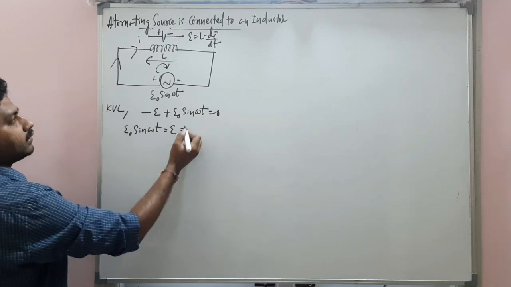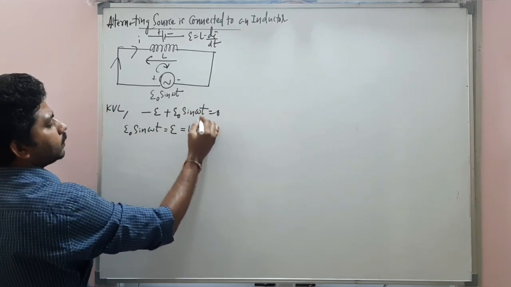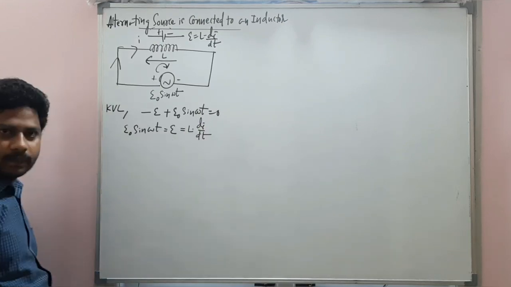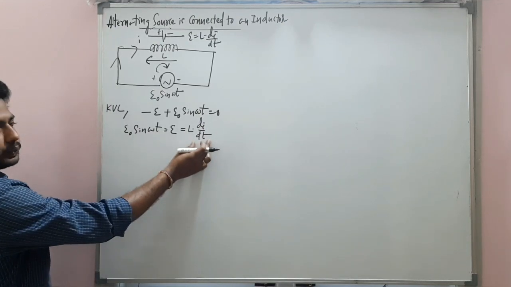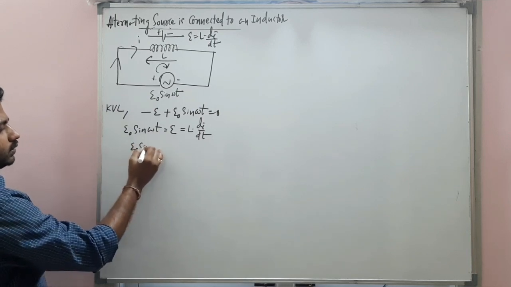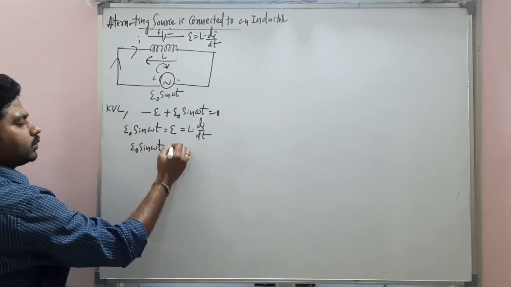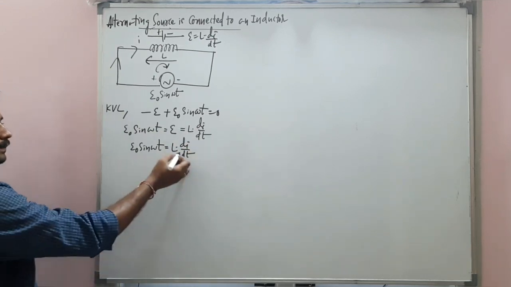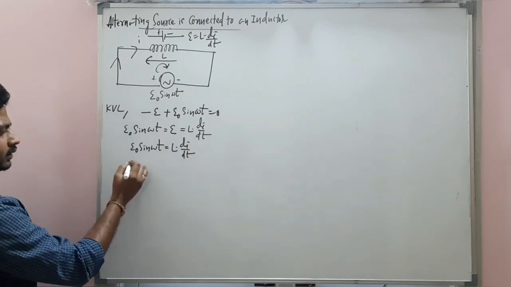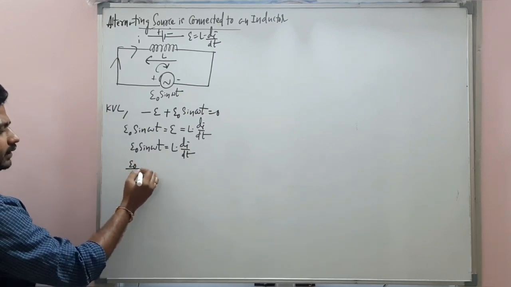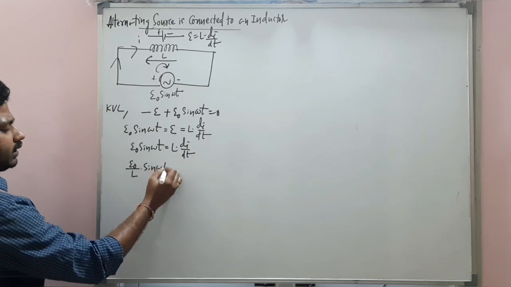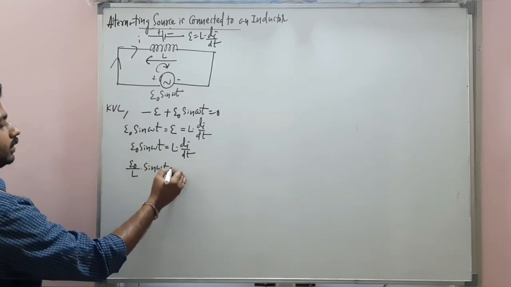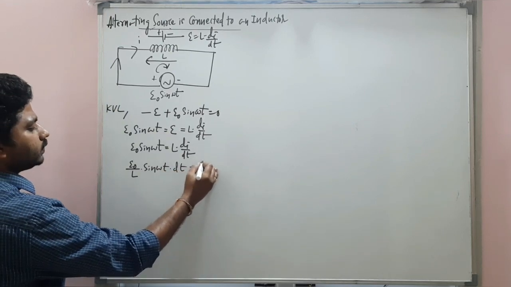What is this E here? This is L into di by dt. Now let's equate this. E naught sine omega t is equal to L into di by dt. This I can also write as E naught by L into sine omega t into dt, which is equal to di.